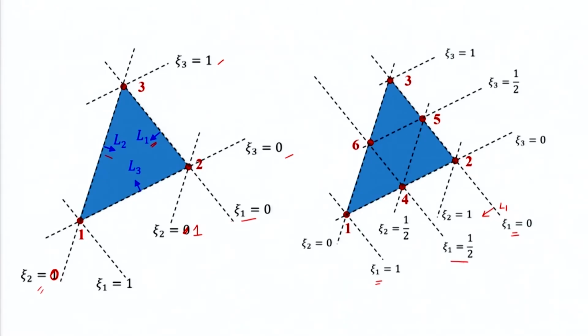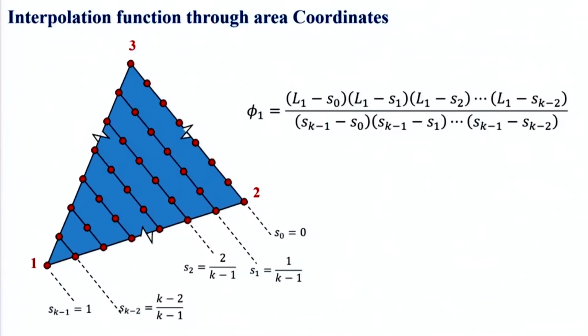Similarly, for xi2, it will be 0 here and 1 here, and this is for L2, and at node number 4, the coordinate associated with L2, xi2, will be half. Similarly for L3, which is in this direction, xi3 will be 0 here, xi3 will be 1 here, and at this node and this node, xi3 will be half. The same thing can be written for other triangular elements as well, depending on the number of nodes we have on each side.